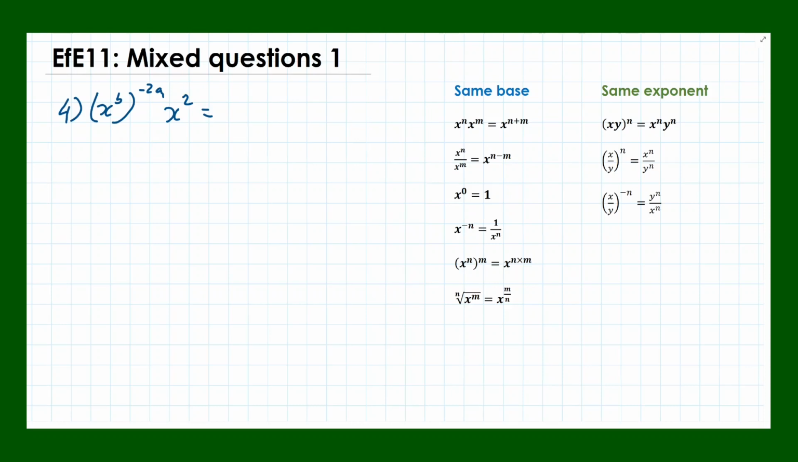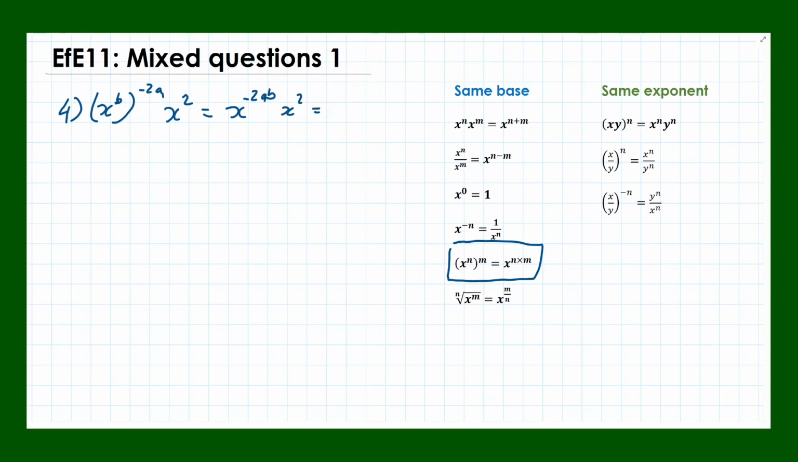Okay, so what's going on in here? Well, the bases are the same, both numbers are x, but since we've got a bracket in here, that's going to be our priority. So what rule are we going to use now? We're going to use this rule when we're raising a power to another power. So we have to multiply b and minus 2a together. Therefore, x is going to be to the power of minus 2ab, and then we multiply that with x squared.